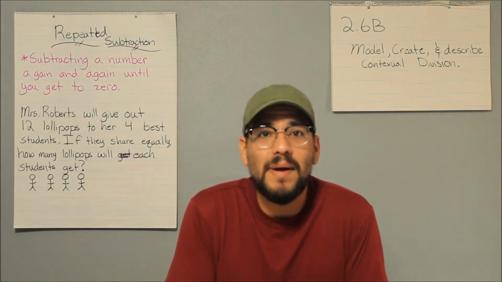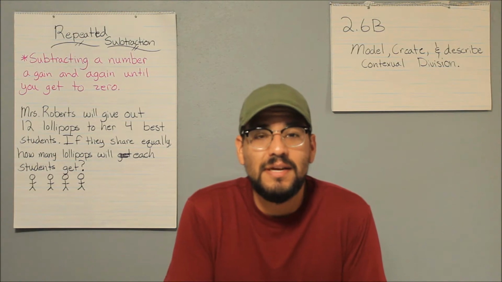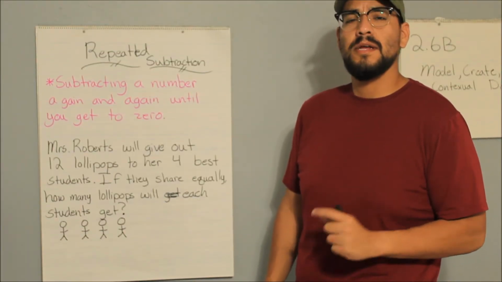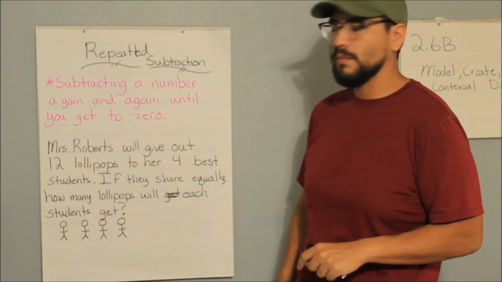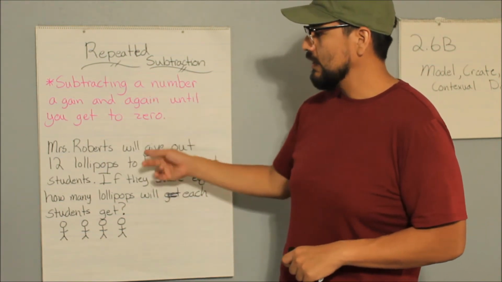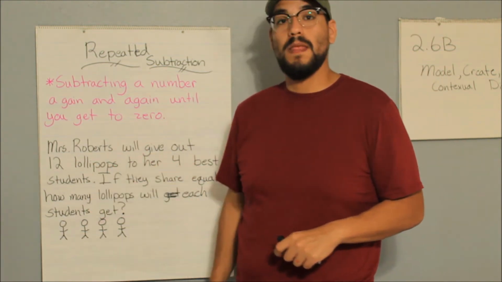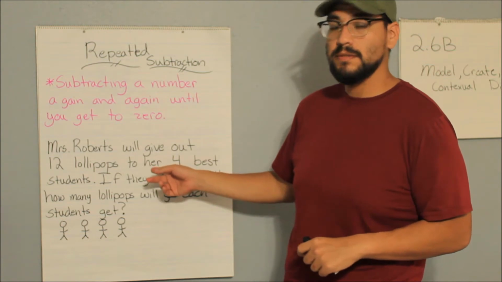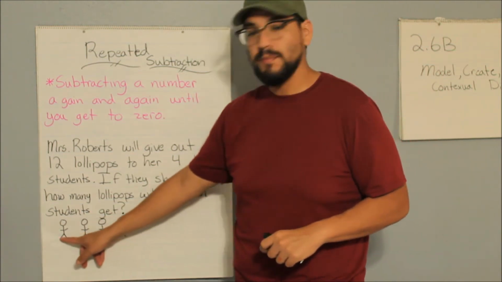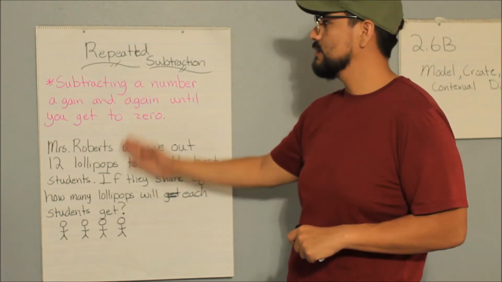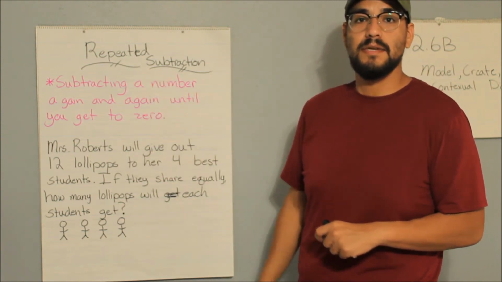Today we are talking about repeated subtraction. Repeated subtraction is subtracting a number again and again until you get to 0. Down here I have multiplication. Down here I have a division situation, and I have some people drawn out. I'm going to read my division situation and explain how to repeated subtract.